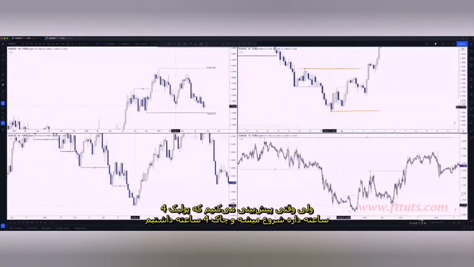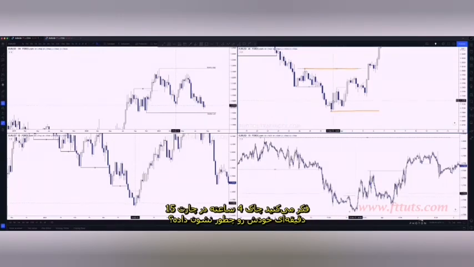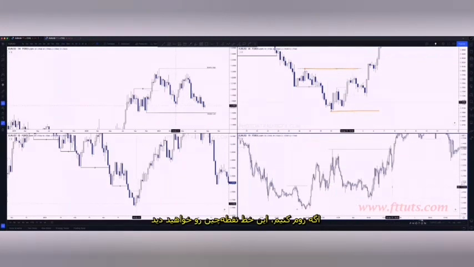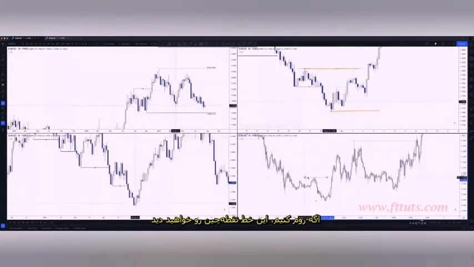But when we were anticipating that 4-hour pullback kicking in and we got that 4-hour change of character, what do you think that 4-hour change of character was on the 15-minute chart? Well, this is the 15-minute chart down here, and if we zoom in, you can see this dotted line here. I'm just going to tidy it up a little bit. That's where the 4-hour change of character was.